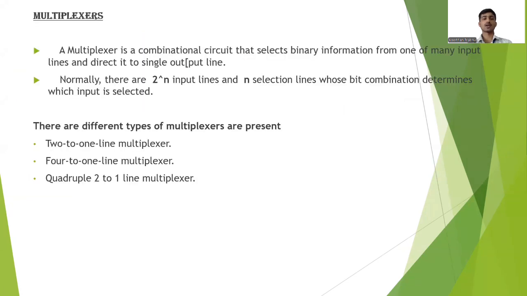A multiplexer is a combinational circuit that selects binary information from one of many inputs and directs it to a single output line. Normally there are 2 to the power of n input lines and n selection lines whose bit combination determines which input is to be selected. There are different types of multiplexer, such as the 2 to 1 line multiplexer, 4 to 1 line multiplexer, and 8 to 1 line multiplexer.